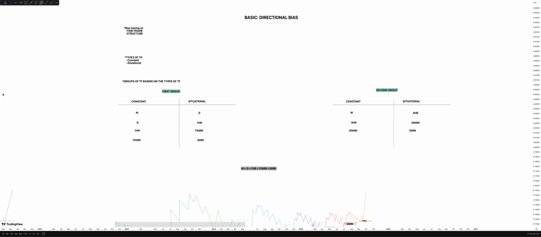The first group, for example: we have the monthly time frame as our constant time frame. Once the monthly is our constant time frame, we consider the daily time frame as our situational time frame. Once we consider daily as our constant time frame, we consider 1 hour as our situational time frame. Once we consider 1 hour as our constant time frame, we consider 15 minutes as our situational time frame. And once we deal with 15 minutes as our constant time frame, we deal with 3 minutes as the situational time frame.